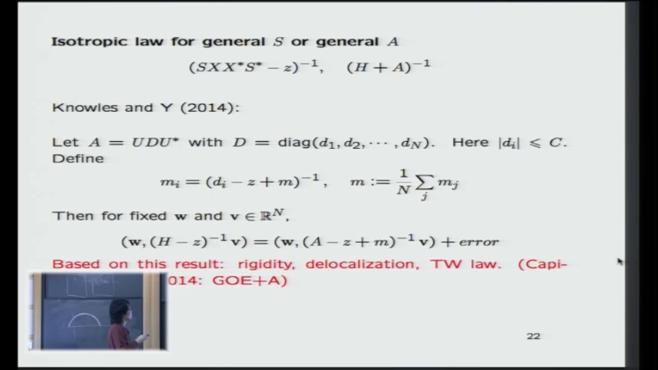This is the isotropic law because you understand this resolvent from any directions. Maybe isotropic is not a good word because iso means the same, but for many previous works we use this name, so we just keep it. Basically it means I understand this resolvent from any direction. This holds with probability one minus n to the minus c for any large c, so with extremely high probability.